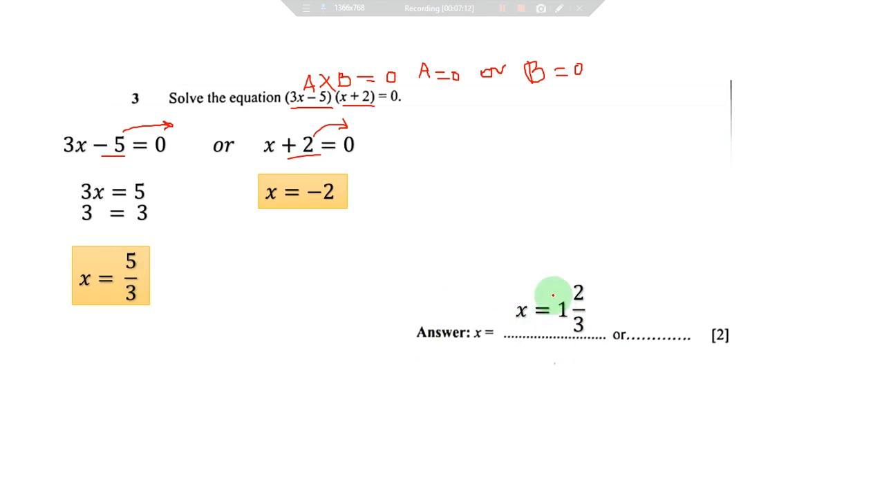So the final answer here on the answer grid, where we're putting our answers, will be in fraction form, which is 1, then 2 over 3. The other answer is x equals to negative 2. Okay, perfect. We go to question 4.